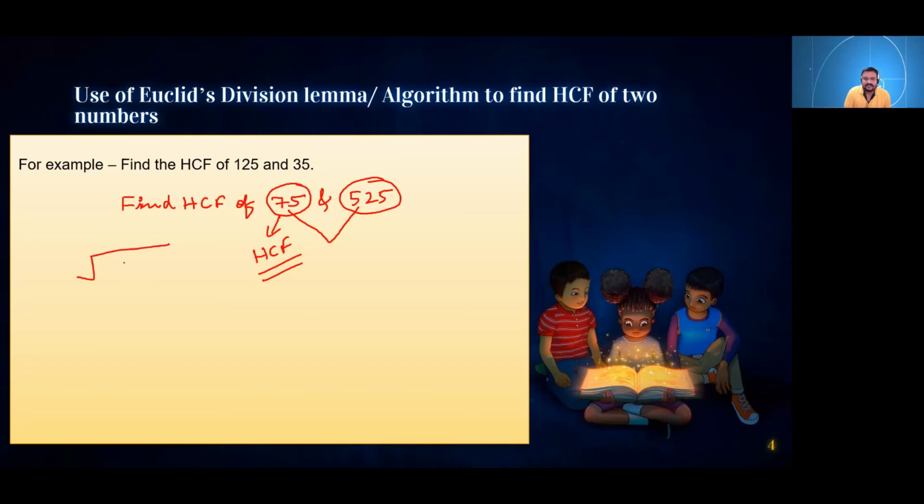If it is not working out, then perform the division. 525 divided by 75. So 75 2s are 150, 4s are 300, 5s are 375, 6s are how much? 450, and 7s are 525. So this is our HCF. Because in the first step only we are getting the remainder as 0. There is no need to divide further.